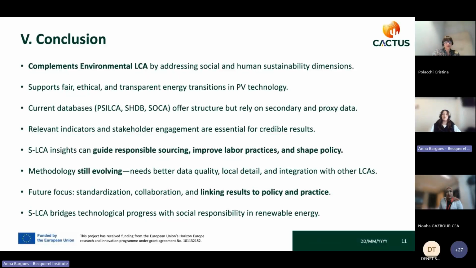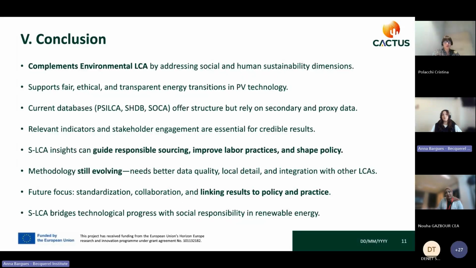Looking at current databases, we can see that they can provide structure, but there is also a need to improve the data quality because these databases have sources and information that might be a few years old. And in terms of social and socio-economic aspects, it can change rather rapidly. So that's why data quality is very important.